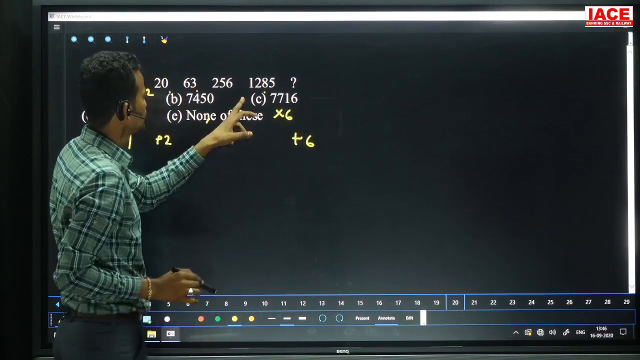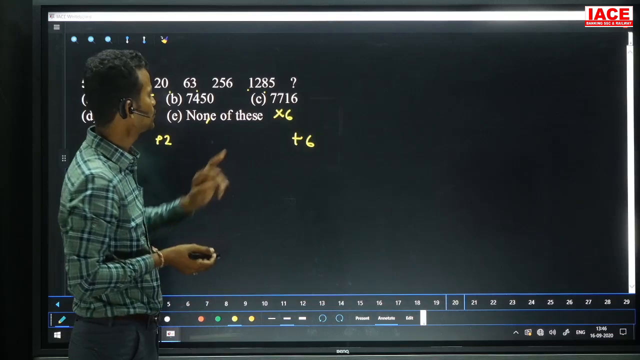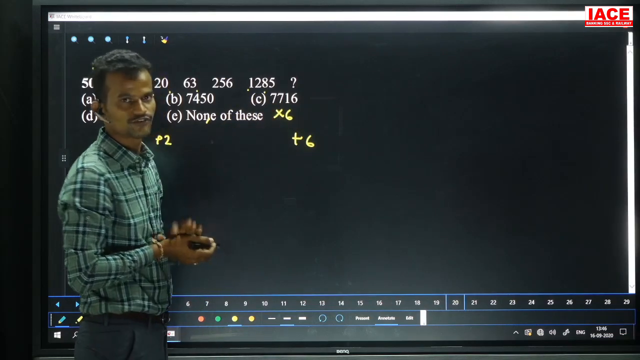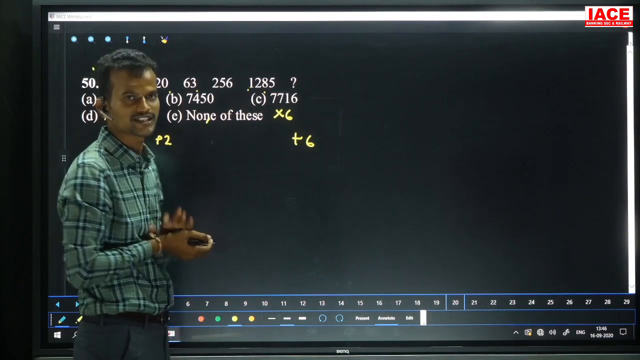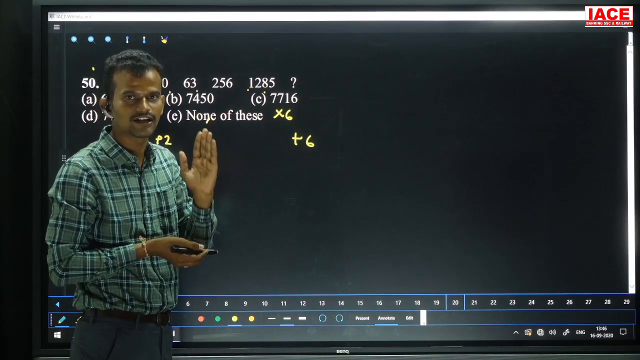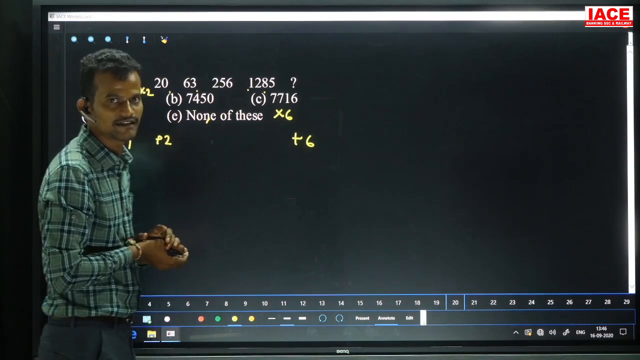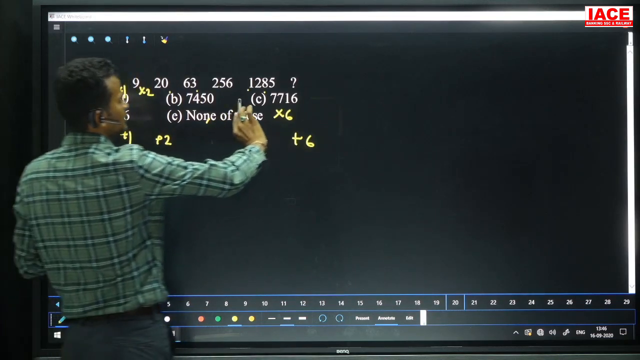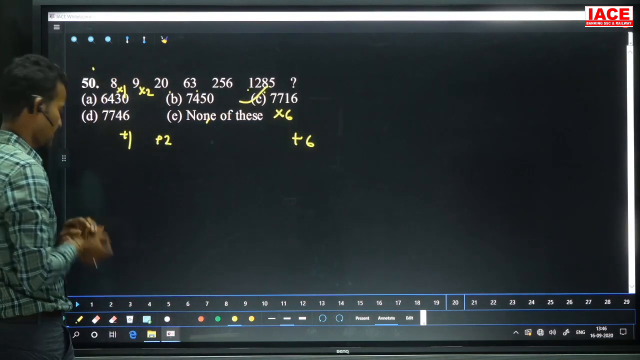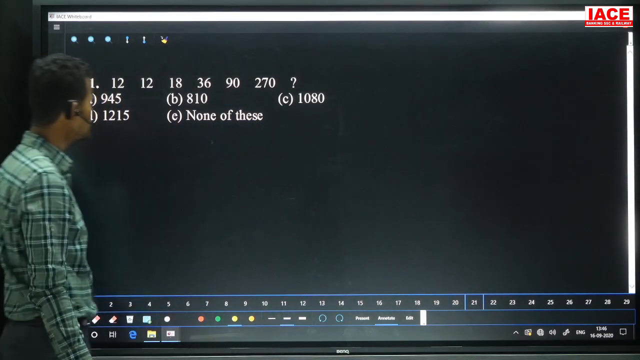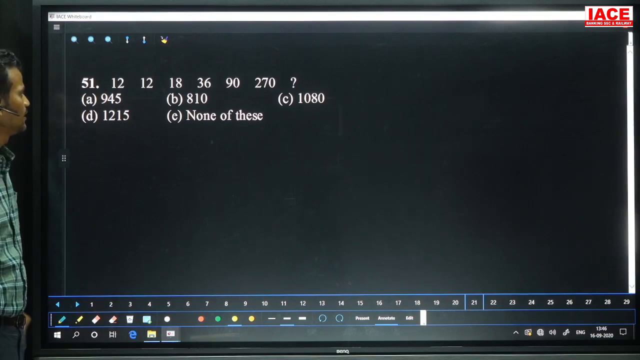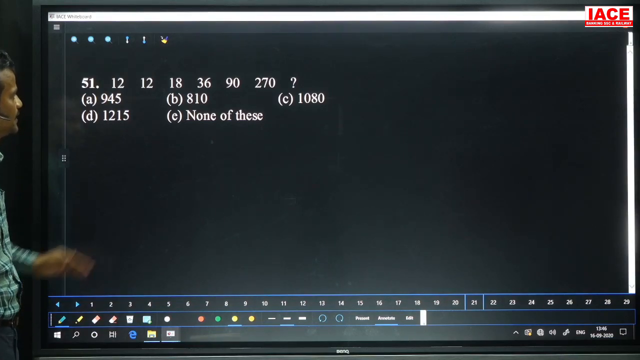Listen, so 1206 6s are 7200, 8 6s are 480, 5 6s are 30, 480 plus 30, 510, 510 plus 720, 7710 plus 6, 7716. So option C. Clear? Now see the next question. What is the next question given? 12, 12, 18, 36, 90, 270.